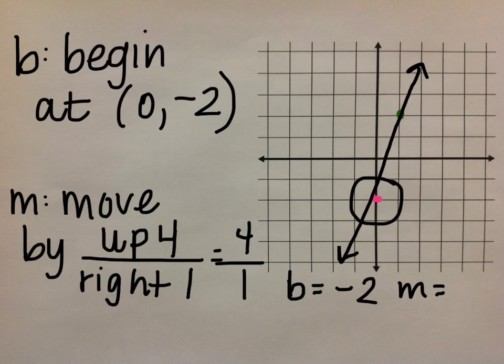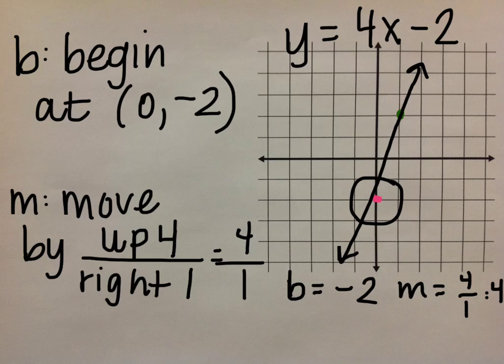So I went up 4, to the right 1. So my rise is 4, my run is 1. So my slope is 4 over 1, which could also just be written as 4. So my equation for this line is y equals 4x minus 2. I could also write that as 4x plus, in parentheses, negative 2. That gives me the same value.